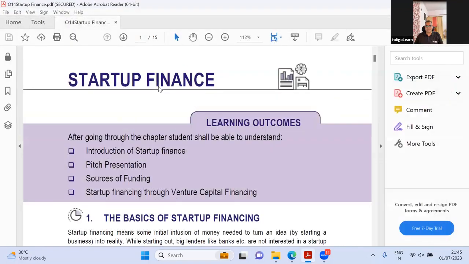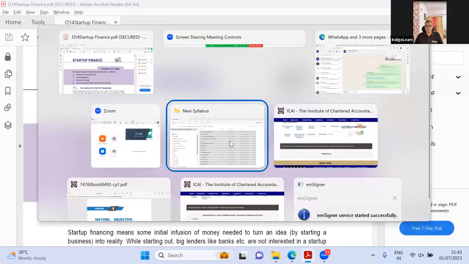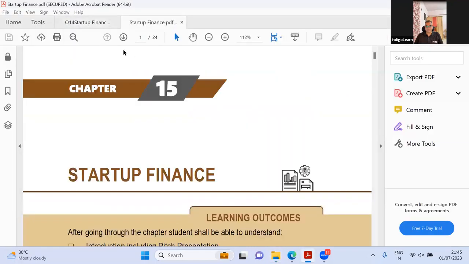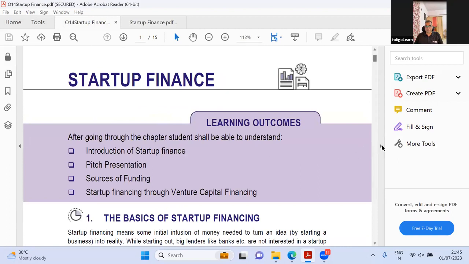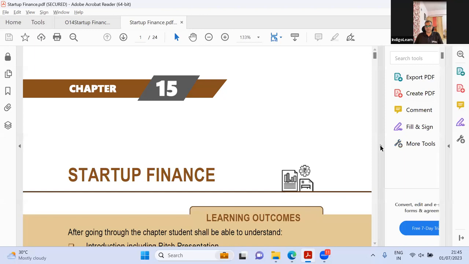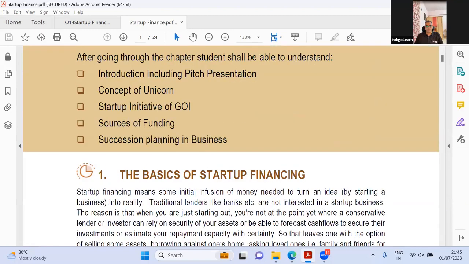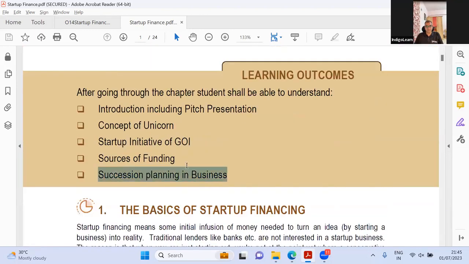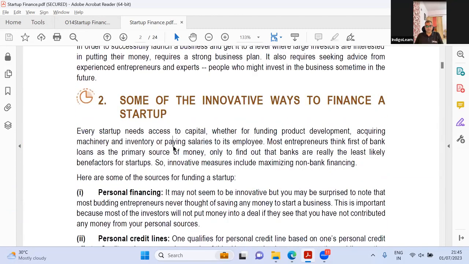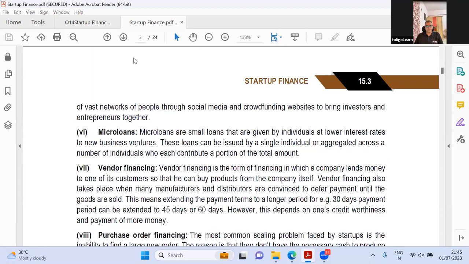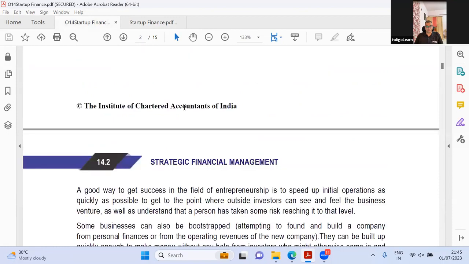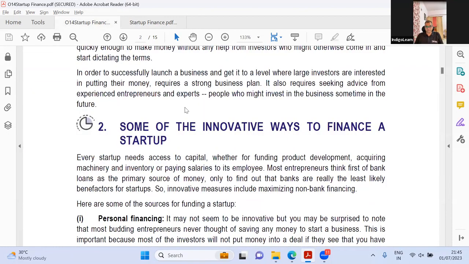Then we have something, startup finance. Now, let me open the startup finance in the new syllabus. So startup finance, old syllabus was about 15 pages and new syllabus is about 24 pages. So I guess absolutely they've added stuff. Concept of unicorn, succession planning, this good stuff. So some of the innovative ways, this is old stuff. Pitch presentation. Did they have pitch presentation earlier? I think they had because I remember showing some of the stuff in the class as well.